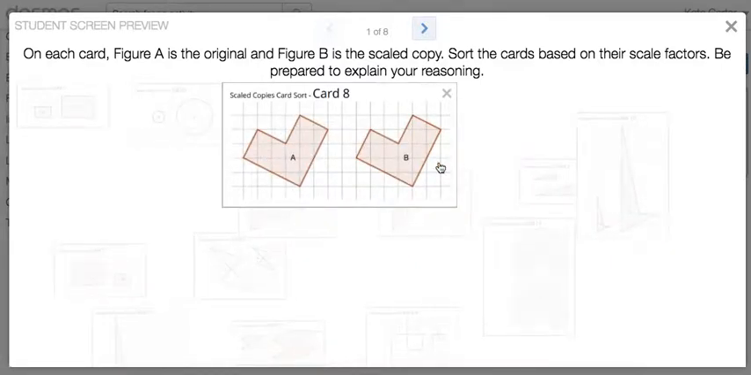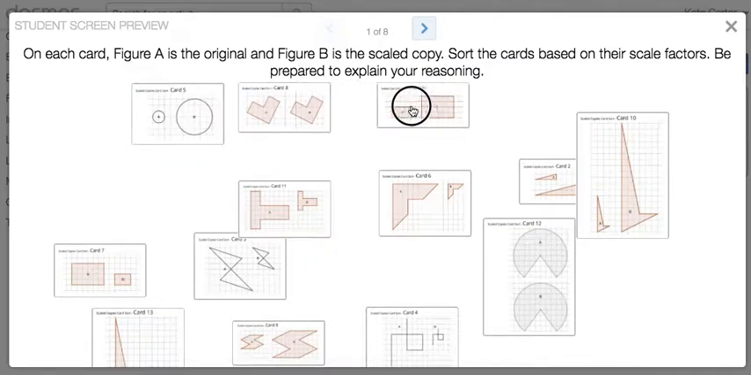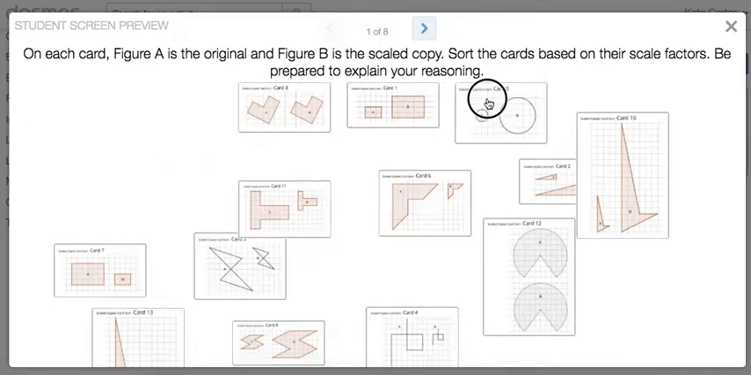This hasn't changed in any way. So if it's not changed, that means every side length would be multiplied by 1 if we needed to talk about a multiplier. So this would have a scale factor of 1. So I'm going to organize these. Scale factor of 1, scale factor of 2, scale factor of 3.